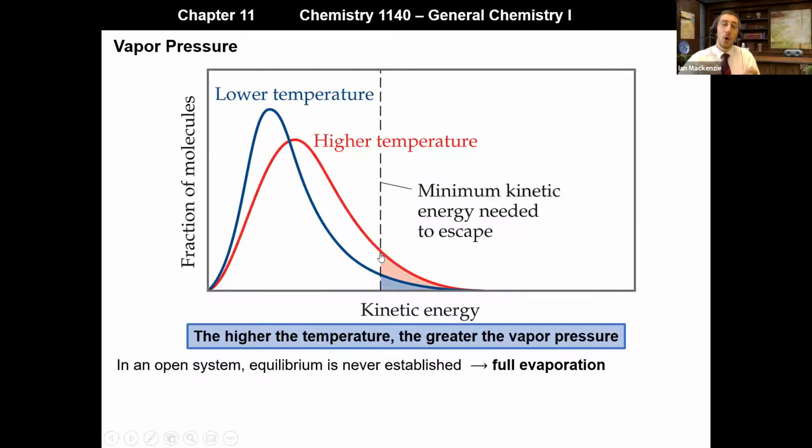Now, in an open system, if you take a glass of water and you set it on the counter and you just leave it for several days, you'll notice that eventually the water level decreases until it dries up entirely. And that's because in an open system, like your room or your kitchen, equilibrium is never established. The molecules, when they enter the gas phase, they don't stay over the liquid, they just leave. And so then there's no return of molecules to the liquid phase.